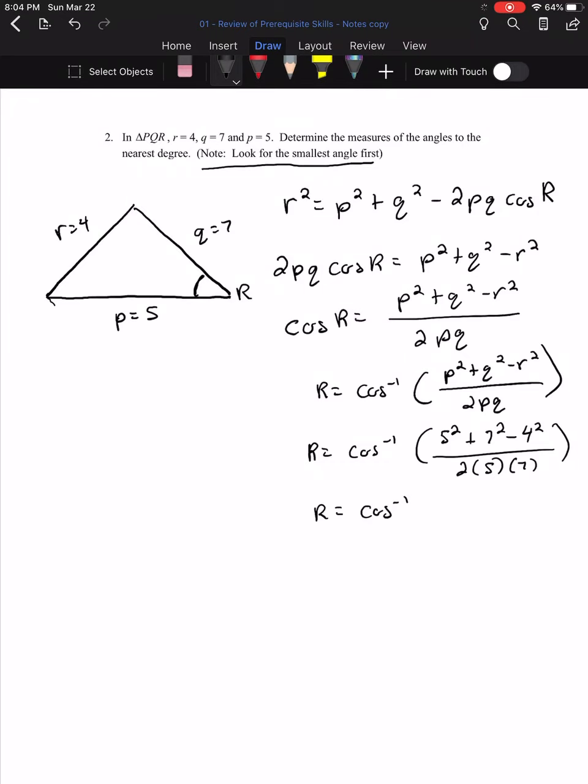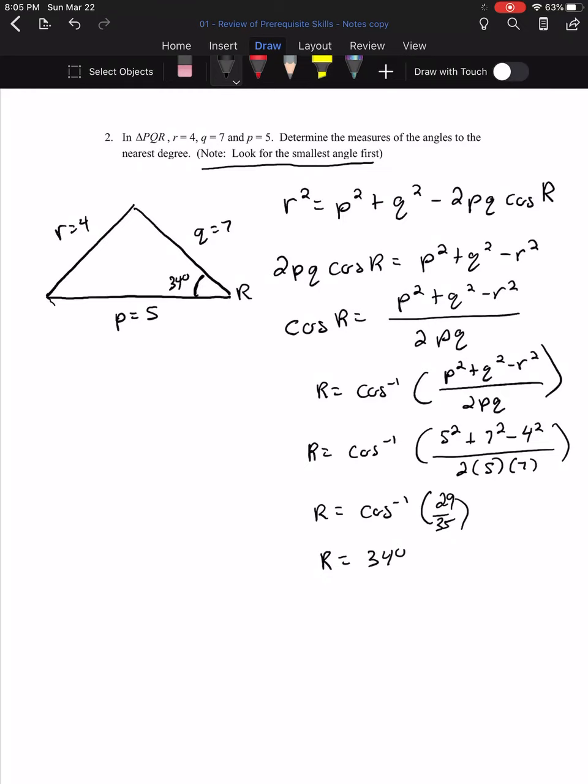I'm typing as I'm talking here into my calculator. 5 squared, 7 squared, 4 squared, 2 times 5 times 7, yep. And I get this fraction when I'm done, 29 over 35, and then I'll cos inverse that. Maybe could have done that all at once as well if I'm really smooth with my calculator. I wanted to show you that step in between there, and I get r is 34 degrees. So that's over here, 34 degrees.